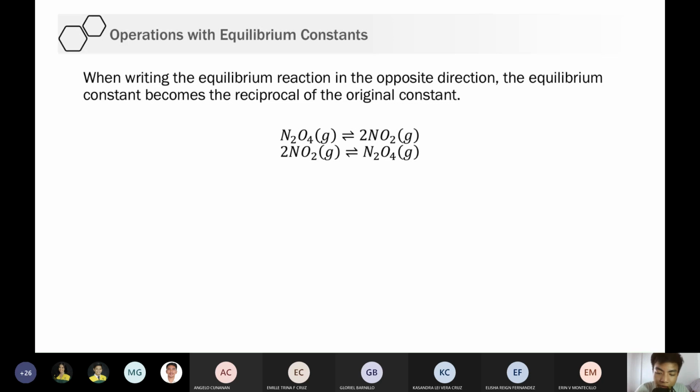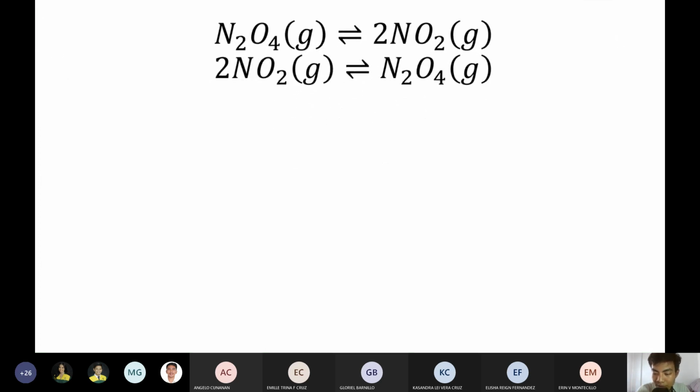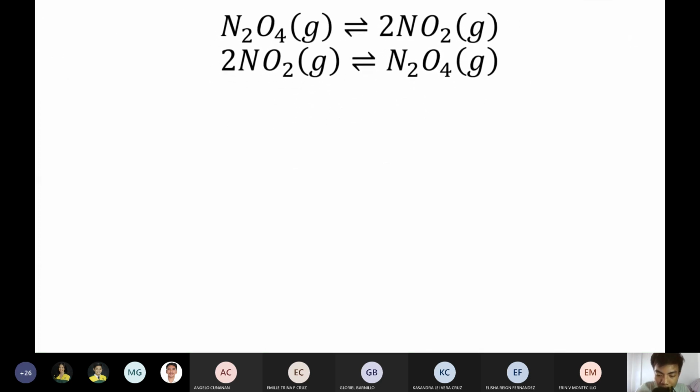Number 1, when writing the equilibrium reaction in the opposite direction, the equilibrium constant becomes the reciprocal of the original constant. Ano meaning nun? Sulat natin. So we have equation A and B. Okay, so yan yung equation A, ito yung equation B. Ano mapapansin natin is that the substances are flipped. Naka-flip yung equation.